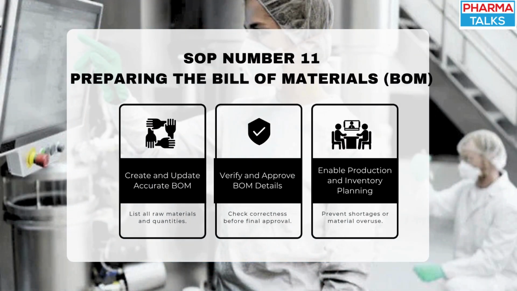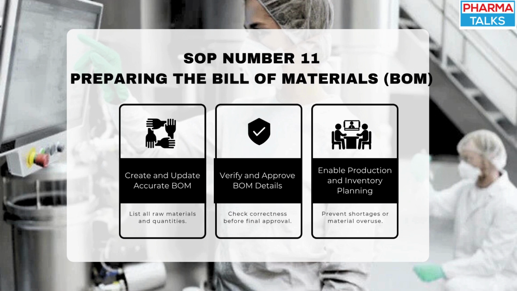SOP number 11 outlines a procedure for preparing the Bill of Materials, BOM, which is a detailed list of all the raw materials, components, and quantities required to manufacture a product. Preparing an accurate BOM is crucial for production planning, inventory management, and cost control.